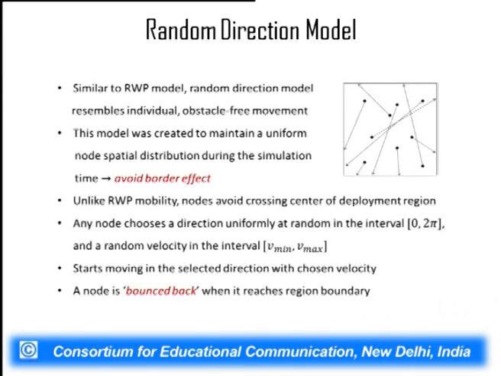In this, instead of choosing a random destination point, a random choice of interval, a choice of sector, is done. That is, any node chooses a direction uniformly at random in the interval 0 to 2 pi. So the entire region R is now divided into sectors. The sectors span from 0 to 2 pi, and accordingly within a particular sector it chooses its destination.